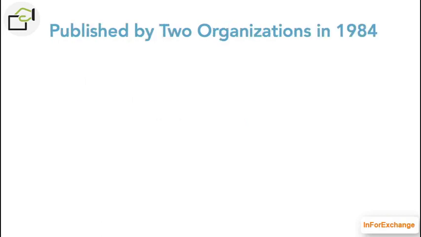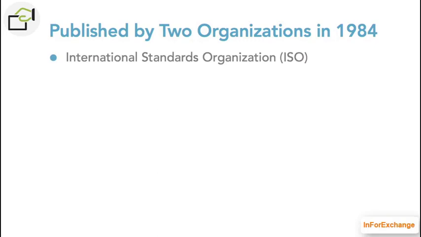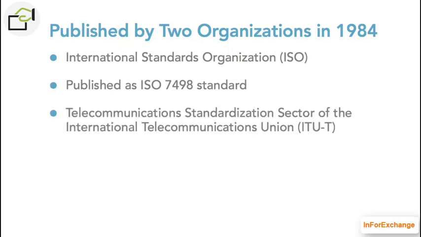2 organizations published the OSI model back in 1984. One of the organizations that helped publish the model was the International Standards Organization. The International Standards Organization published the model as the ISO 7498 standard. The other organization that helped publish the OSI model was the Telecommunications Standardization Sector of the International Telecommunications Union, or ITU-T. ITU-T published the OSI model under the ITU-T standard X.200.